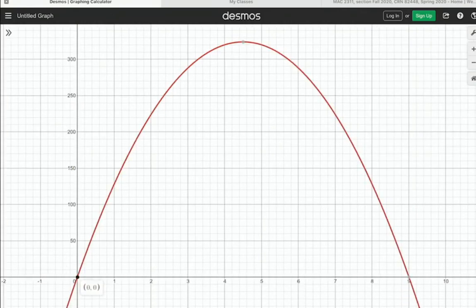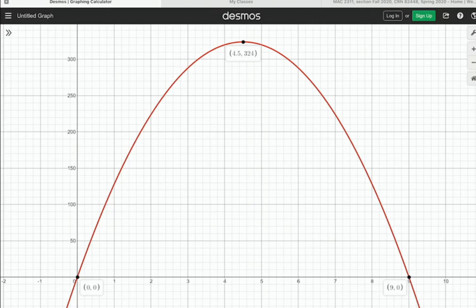I can click on my x-intercept a couple of times and it pins those values. I click on that right-hand x-intercept at 9, 0, and it pins that value. You can see right at the top of this curve, there's a little gray dot. If I click on that, it's going to hold that number there for me also. So at 4.5 seconds into my flight path, I reach a maximum height of 324 feet.